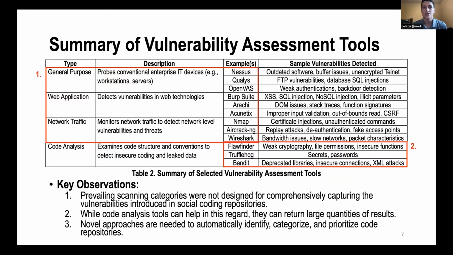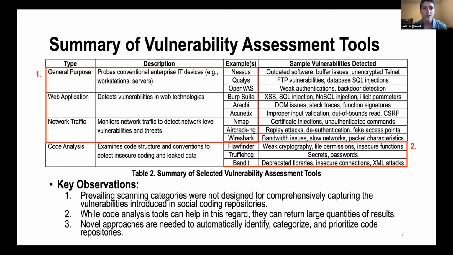So now that we've introduced the types of critical assets that we're concerned with in this presentation, we're going to briefly go over the vulnerability assessment tools available to us to scan these assets accordingly. Existing vulnerability assessment tools can be grouped into 4 categories. There's general purpose, web application, network traffic, and code analysis tools. We leverage code analysis tools for our assessment.